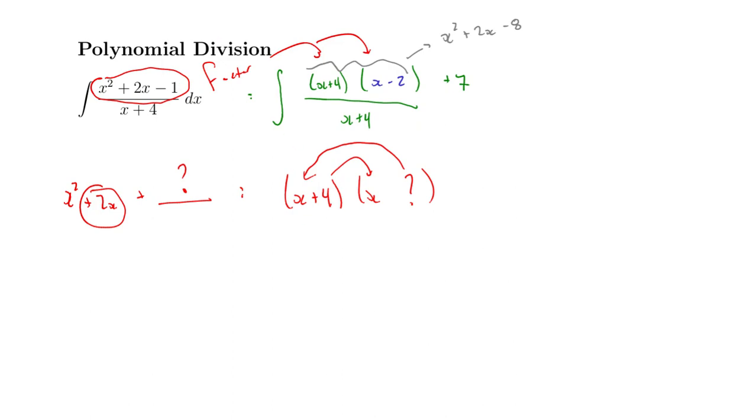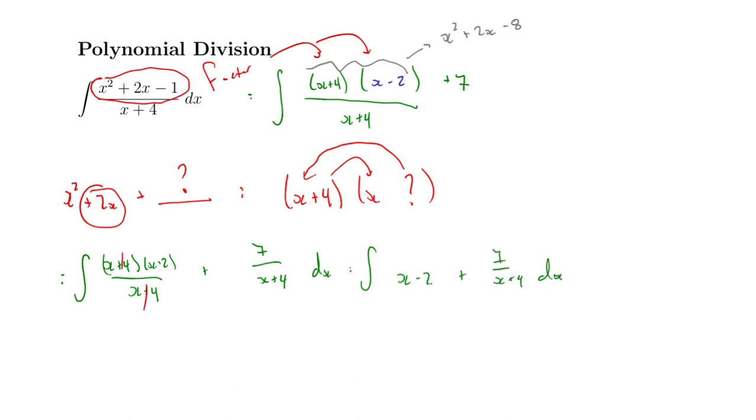And now we can notice that this is really x plus 4 times x minus 2 over x plus 4, plus 7 over x plus 4. I'm going to split this fraction up. And when we do that, bang, these cancel, and we're left with an integral of x minus 2 plus 7 over x plus 4 dx. And this should be pretty easy to integrate in our heads: x squared over 2 minus 2x plus 7 natural log of x plus 4.